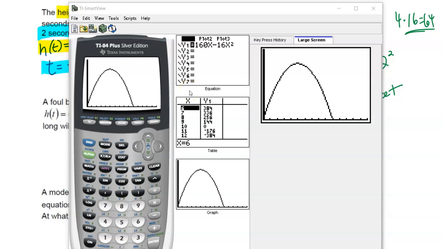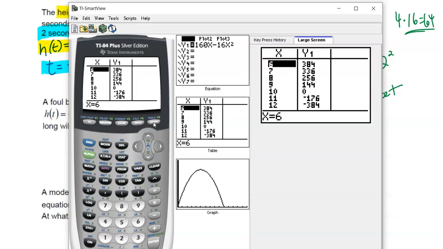Okay, so we've got our graph. We can see what's happening. A couple of different things we can do here. Do you remember when we were looking for all the factors? Do you remember what button we hit? Oh, yes. That was the next one over. It was the table. So if you hit second and the graph button, it'll bring up the table. And this will tell you all of the values for your function.